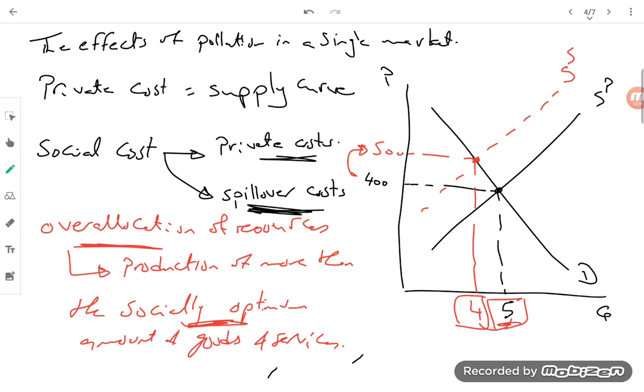So if the additional cost has been considered in producing goods and services, the market output is going to be efficient and desirable. What about the effect of pollution from one market onto another market?